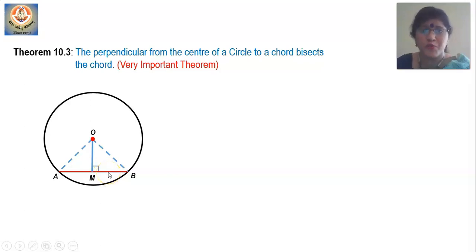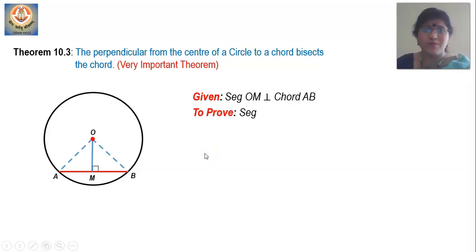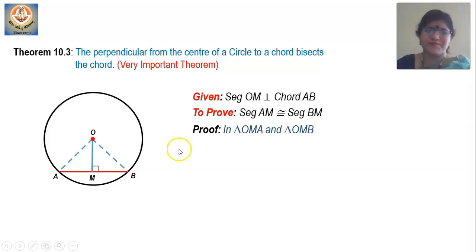But that is what you need to prove. A theorem will have given and to prove. So what do you think is given in this? Let us see. Seg OM is perpendicular to chord AB. And what is it that you need to prove? It bisects the chord. So the proof, to prove seg AM congruent seg BM. And now the next part is the proof. So you'll take two triangles. Let us prove these two triangles congruent.